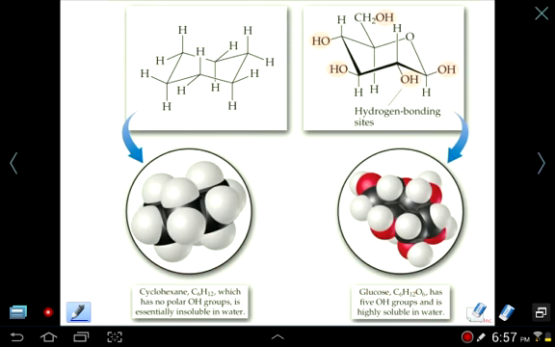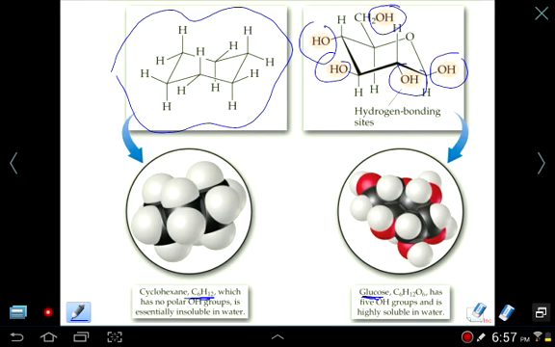Here's a contrast of something called cyclohexane, which is nonpolar. This is perfectly distributed to be a nonpolar molecule. And then you have glucose, which is a sugar molecule, which has many OH groups. Notice 1, 2, 3, 4, 5 OH groups, which makes that molecule very soluble in water because it can participate in hydrogen bonding with water. Sugar, as you know, is very soluble.